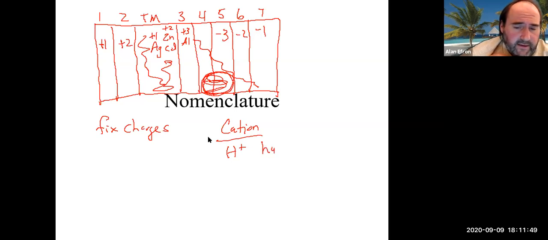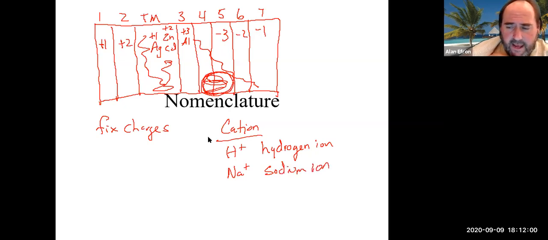it. So that would be known as the hydrogen ion. If we had Na+, that would be known as the sodium ion. And you can see here with our positive guys, we pretty much just use the whole element name, and it's usually a metal. So if we had Ca2+, this would be the calcium ion.